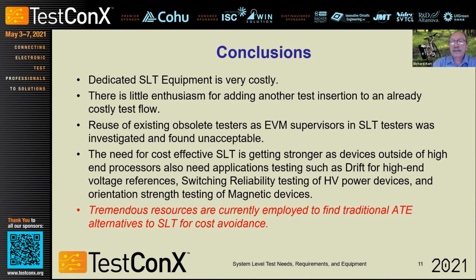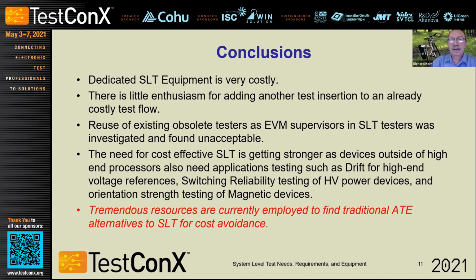On the flip side, as we're doing all this work with those automotive processors, we're finding more and more need for system level test inside TI. Examples of some of those needs come from areas such as drift testing for the high-end voltage reference devices and orientation strength testing of magnetic devices, right? You could include opto devices in there as well, and high voltage devices and isolation devices.